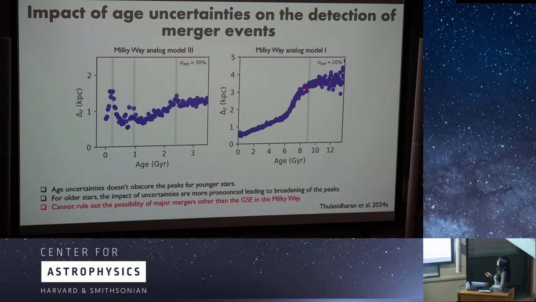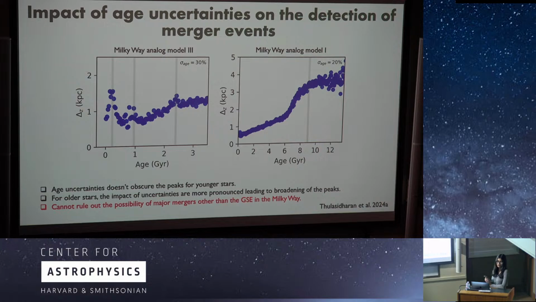So here we can see that introducing an age uncertainty, we can still distinguish the signature, we can still identify it's a major merger, but it gets obscured. The peak gets broadened and the signature gets obscured. So if there are multiple major mergers, these age uncertainties would pose a problem.